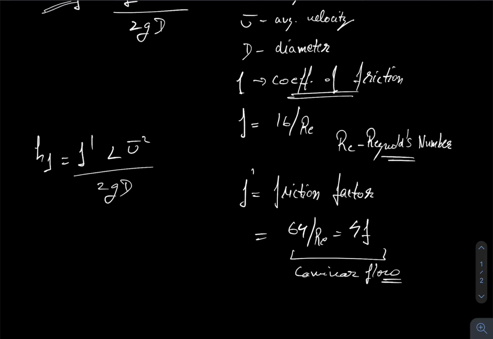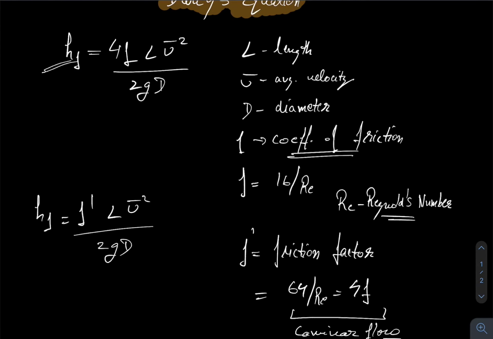If you're solving any numerical to calculate the friction losses for laminar flow and you are using the Darcy's equation, then please keep in mind whether coefficient of friction is given or friction factor is given, and only then use the equation. If coefficient of friction is given, use this equation. If friction factor is given, use this equation. Keep that in mind. So this is how we use the Darcy's equation.